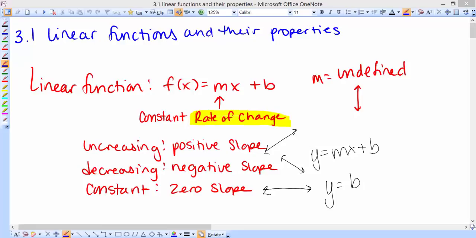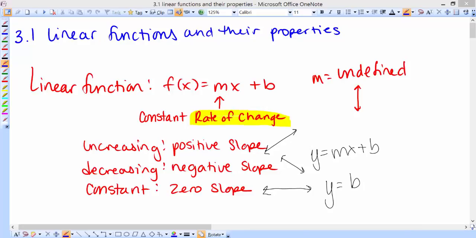All right, 3.1, linear functions and their properties. So this is a 2-day lesson, so this video is only going to cover examples 1, 2, and 3. And then the next video will cover 4, 5, and 6. So linear function, this is going to go relatively quick.